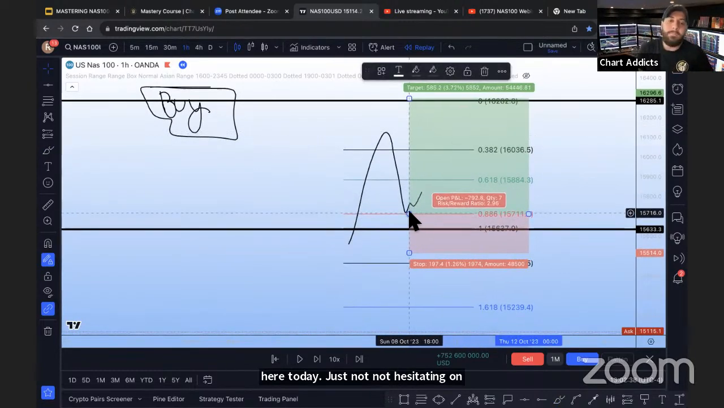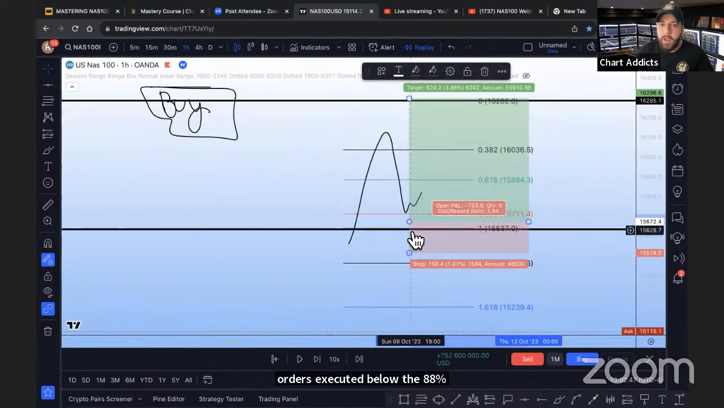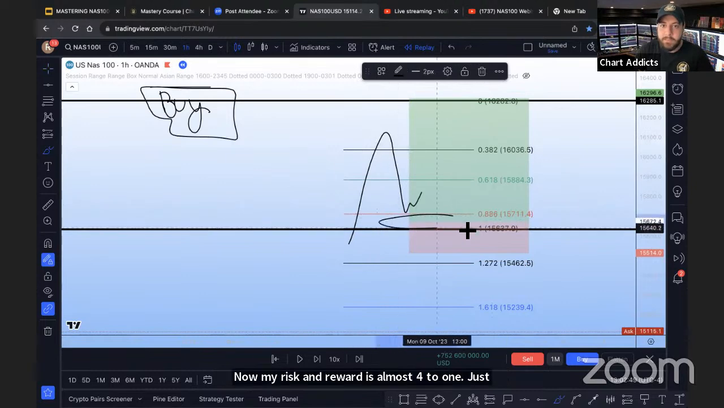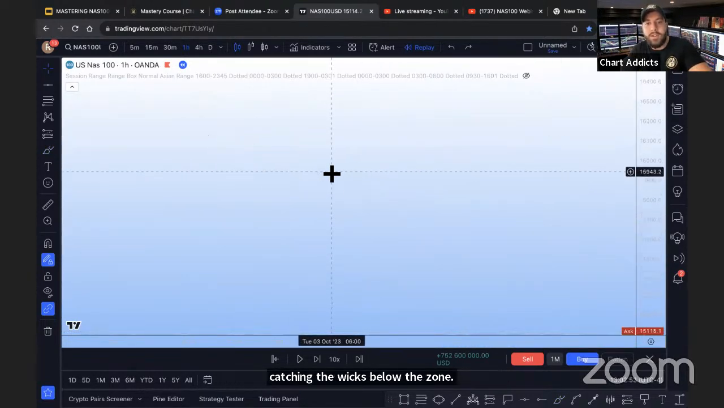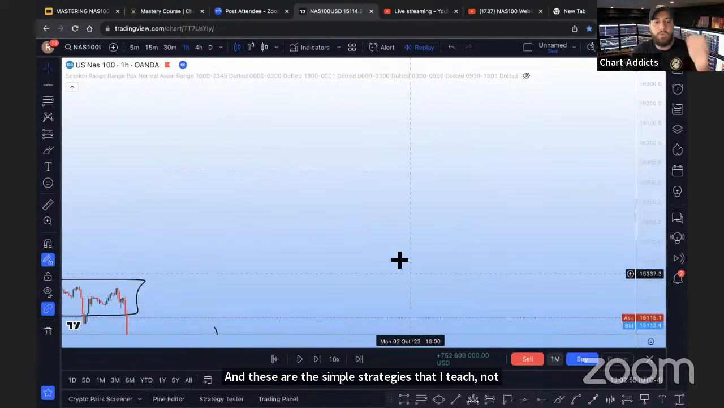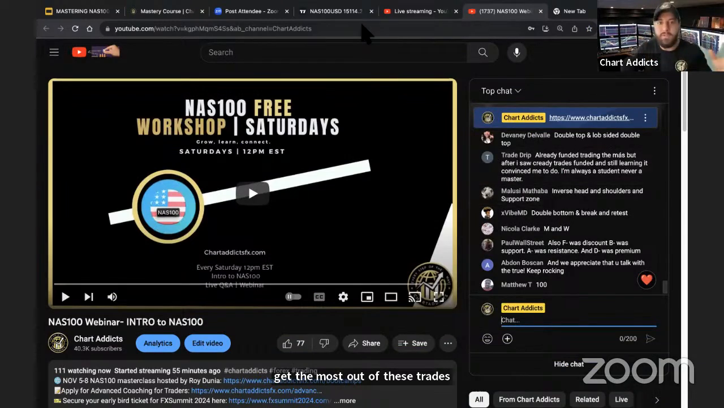Now, imagine I'm scaling into my entries and I'm getting orders executed below the 88%. Now my risk and reward is almost 4 to 1 just by catching the wicks below the zone. And these are the simple strategies that I teach, not just the technical analysis, but how do you enter to get the most out of these trades, even when you're wrong. This is stuff that you can't find anywhere else.